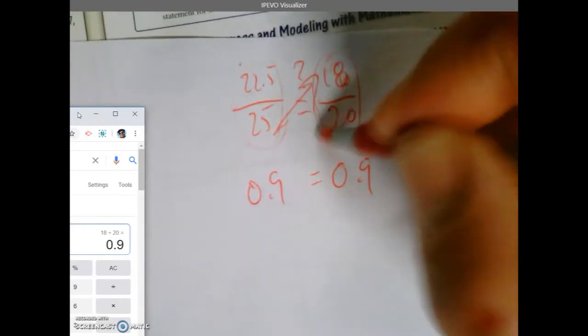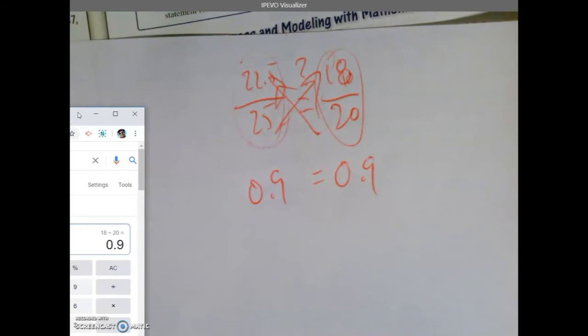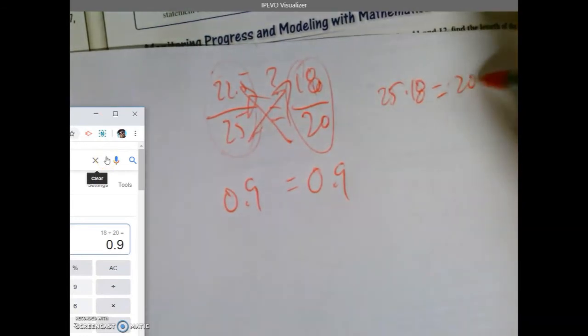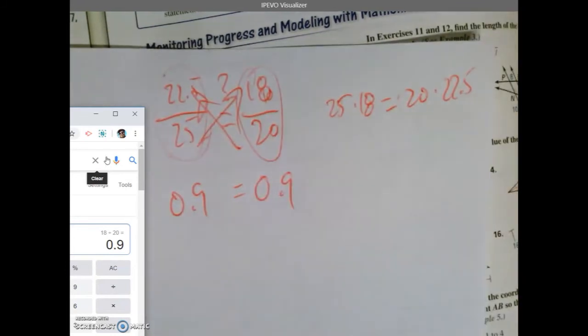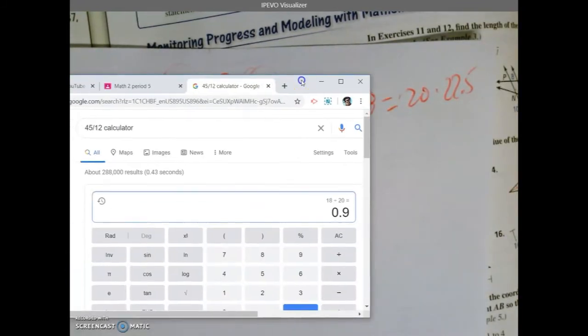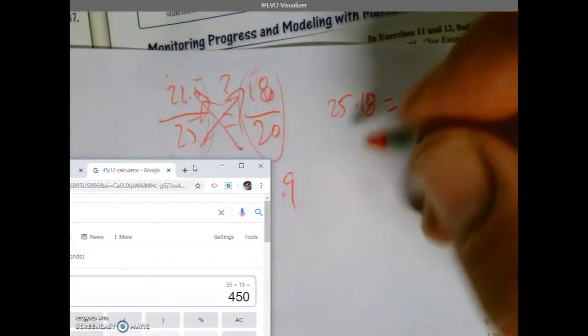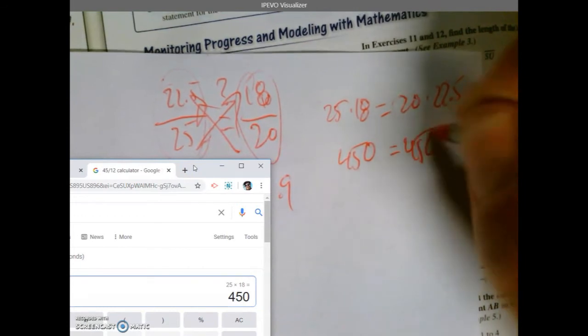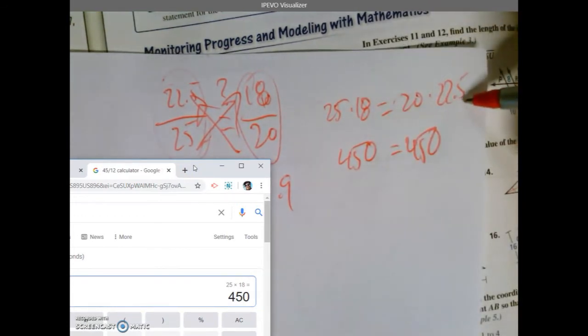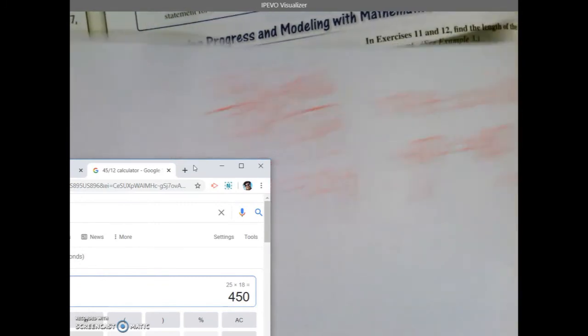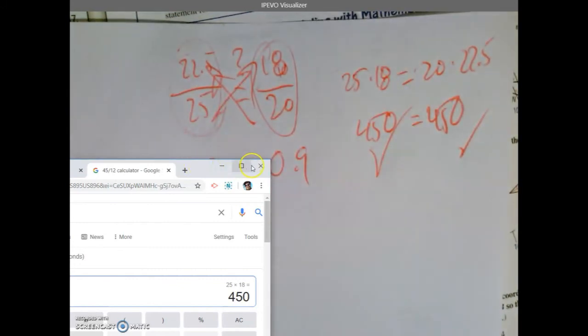The other way you could check this is to cross multiply, and those cross products would be the same. If you cross multiply 25 times 18, whatever you get will be the same as 20 times 22.5. Let's go ahead and do it. 25 times 18 is 450. And this will be 450 because 22.5 happens to be half of 45. When you double that it's 45, and times 10, that's 450. So it is checked both ways. It is verified.